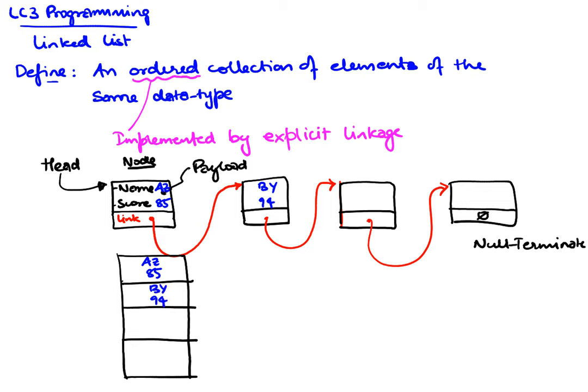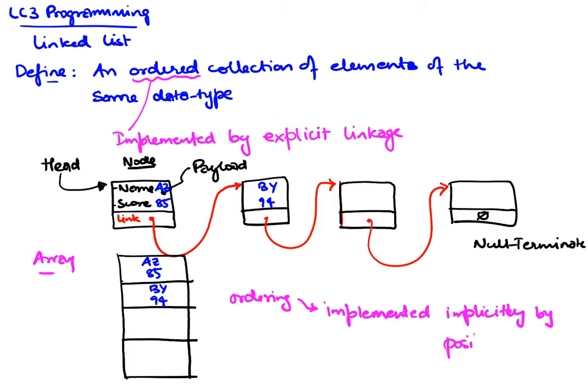And the ordering, in the case of an array, is implemented implicitly by position. That is, they're contiguous in memory, whereas a linked list doesn't have to be contiguous.